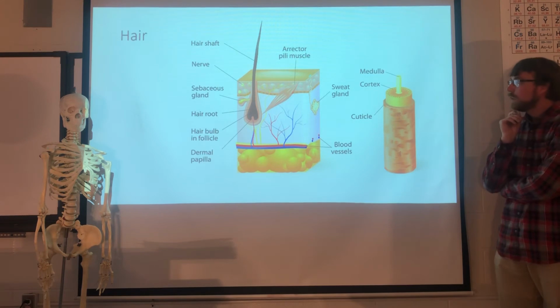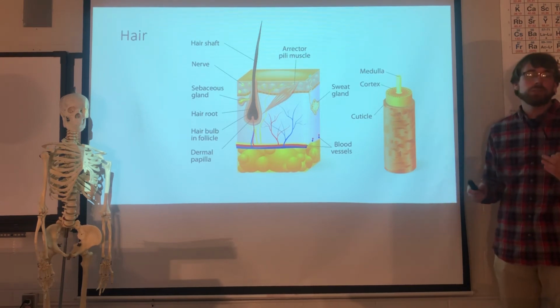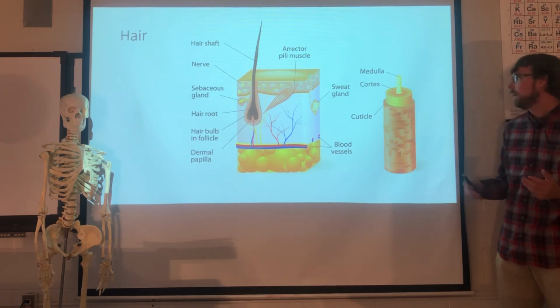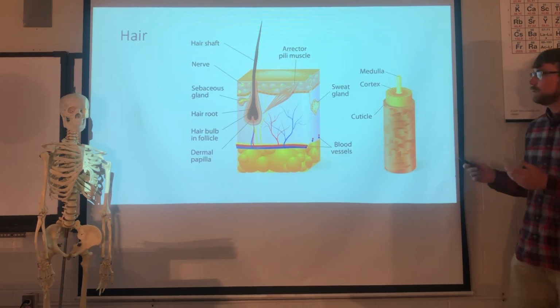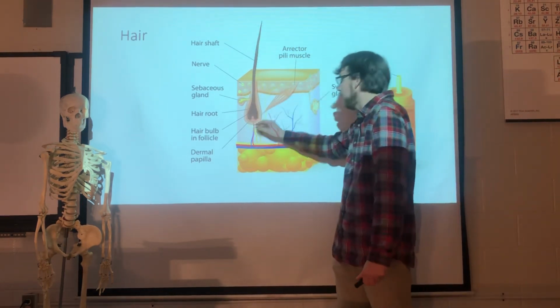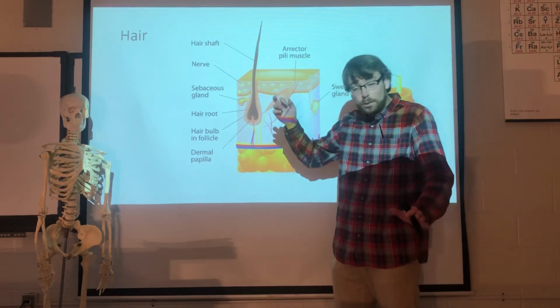Now we're going to talk about two accessory structures to the integumentary system, your hair and your nails. So we're going to start with hair. You probably know hair has a hair follicle. You probably pulled out one or two in your lifetime.